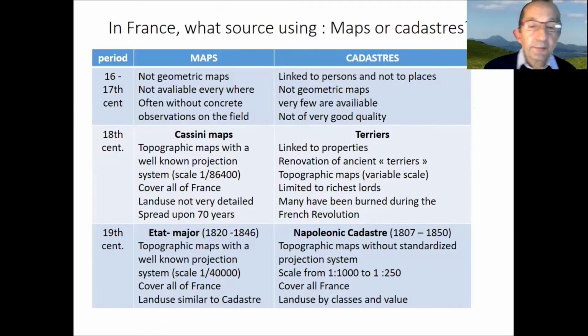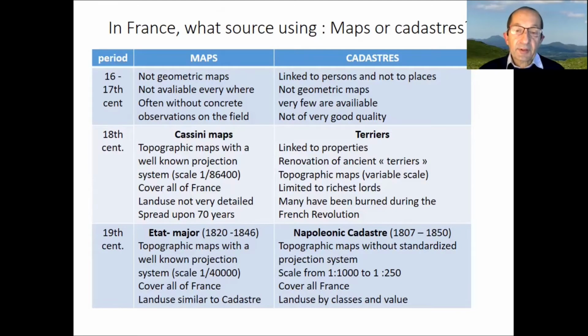Well, in France, from the 16th century to nowadays, you can find maps or cadastres, and both have interest and limits. From the 16th, 17th century, the maps are not very geometric because often they have been copied one from another. At the same period, the first cadastres start, but they are linked to persons and not to place. So they are not geometric maps, and there are very few available in the archives, and the quality is not very good.